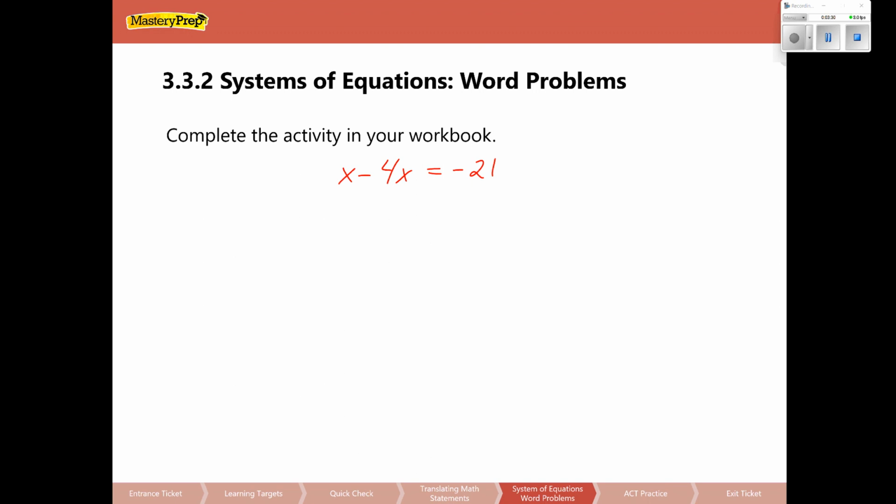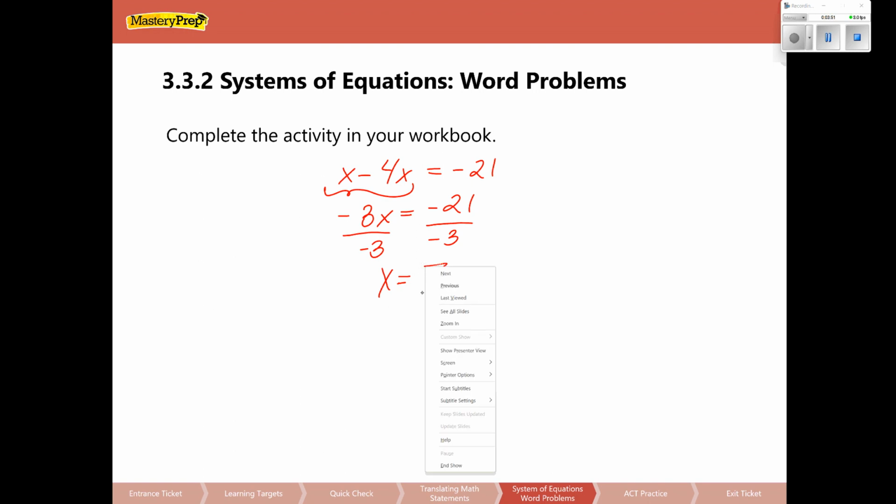So what can we do first to solve? Combine like terms. So x minus 4x is negative 3x equals negative 21. Then what can we do? Divide both sides by negative 3, telling us x is equal to 7. And that's it.